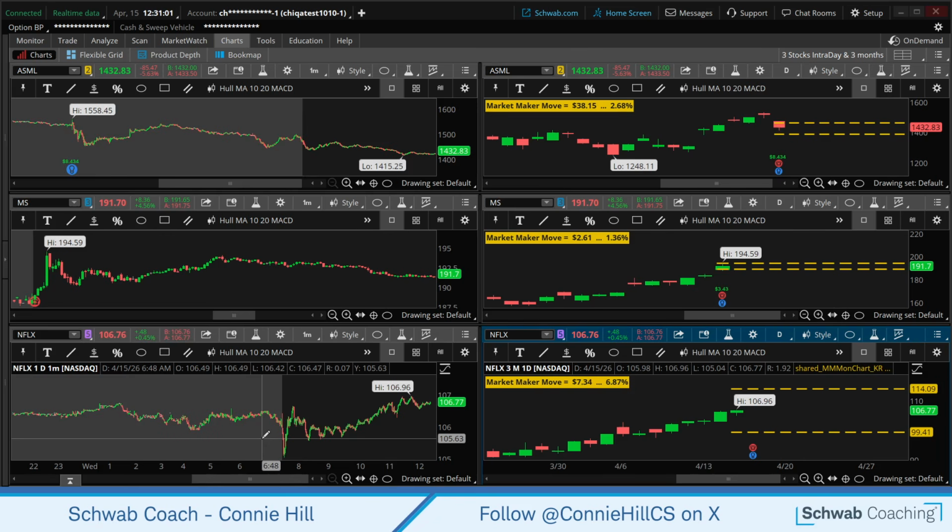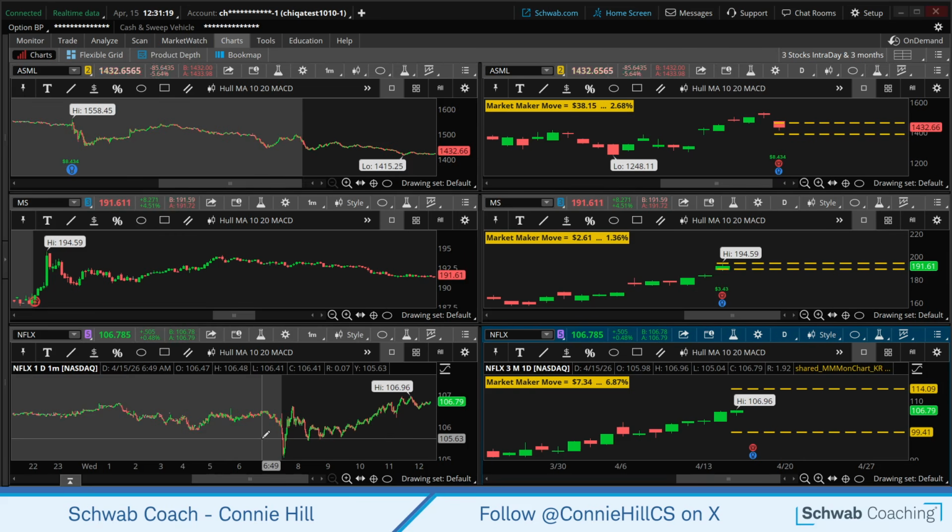Now I'm going to save this grid out in the notes here so that if you're interested in having it, you can copy over that thinkScript. Anytime we share scripts, remember they are not guaranteed as to accuracy or timing. So I will save the market maker move script as well as this grid that has it embedded.